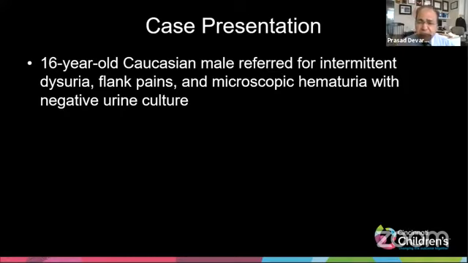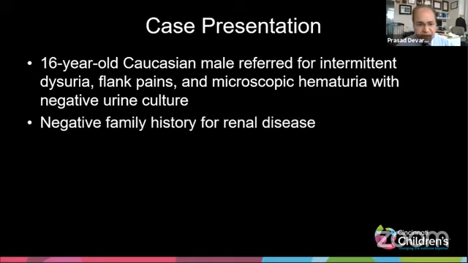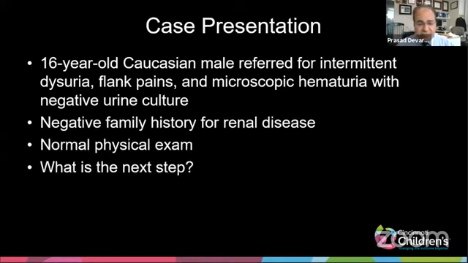And he went to his pediatrician 2 times, 3 times. They suspected a UTI, cystitis, but they got 3 negative urine cultures. And so they finally referred the patient to nephrology saying, we don't know what's going on. Absolutely negative family history of kidney disease and completely normal physical exam.